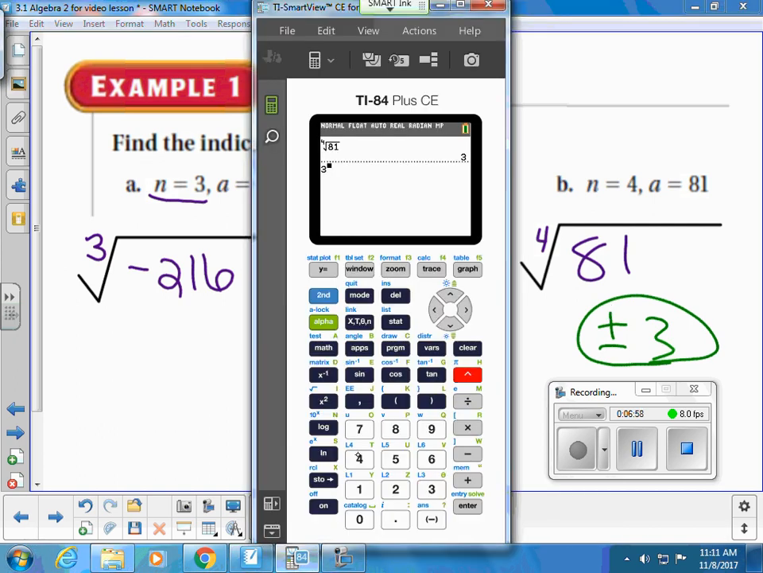3 to the 4th power equals 81. And guess what? Negative 3 to the 4th power is also going to equal 81, because there's an even amount of negatives, so it turns the final solution to a positive, positive 81.